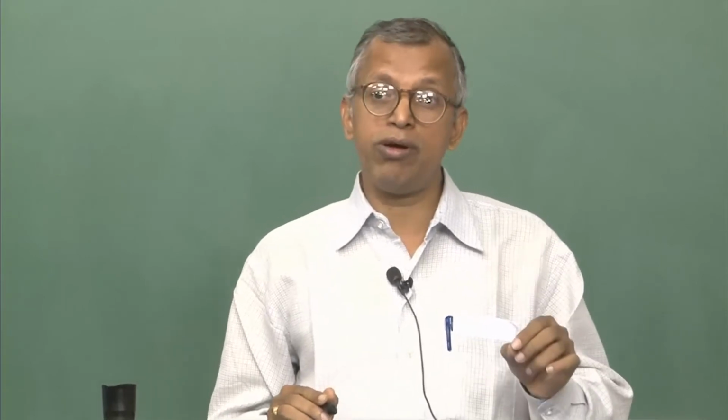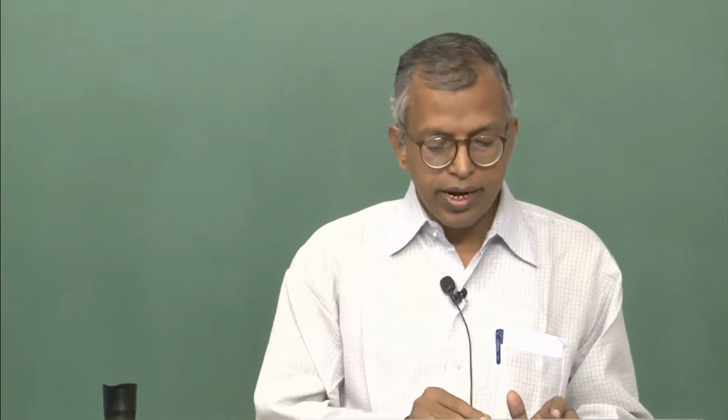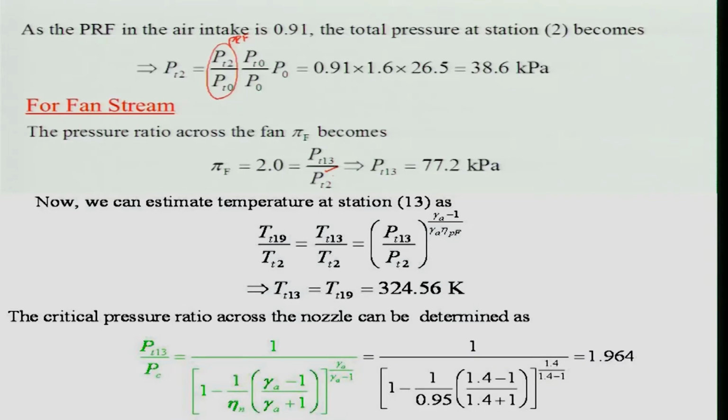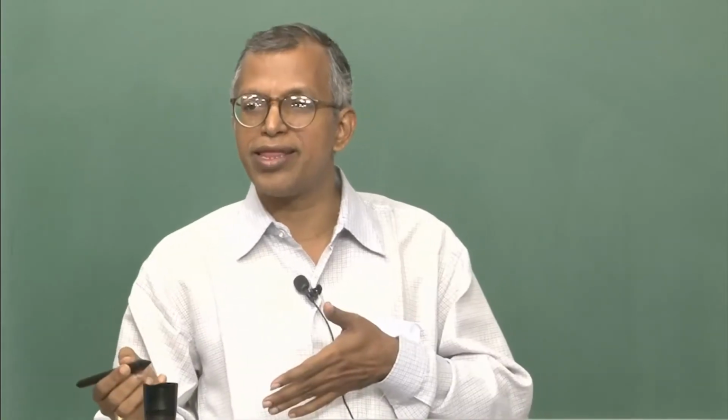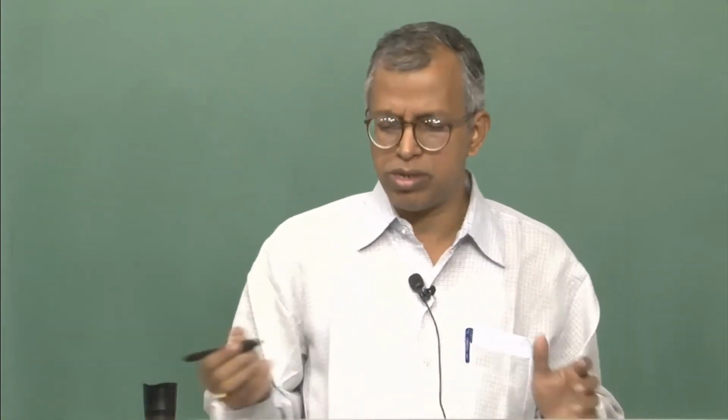So, therefore, we need to assume that, and the critical pressure ratio across the nozzle can be determined by PT13 by Pc. Of course, the nozzle efficiency is given and gamma c is given, 1.333, and then you can find out it happens to be 1.92. We had seen in the turbojet also, like these values, if your efficiency is 0.95 you will get that, otherwise it will be a little bit smaller or higher values depending upon the efficiency of the nozzle.